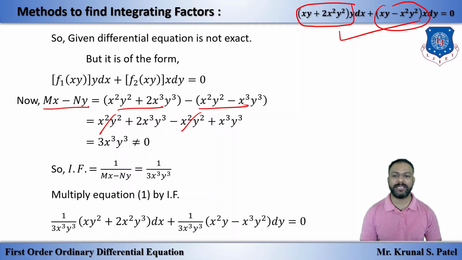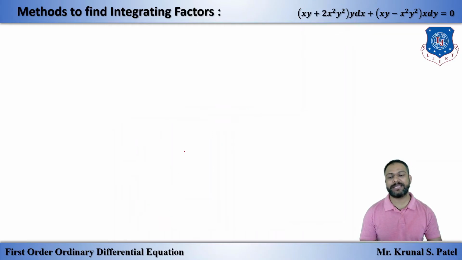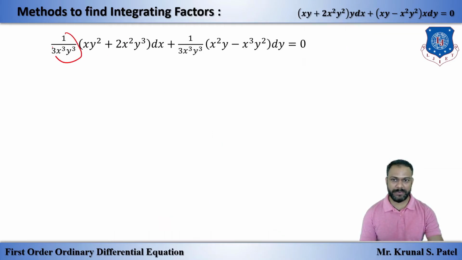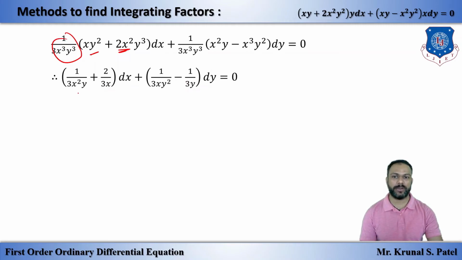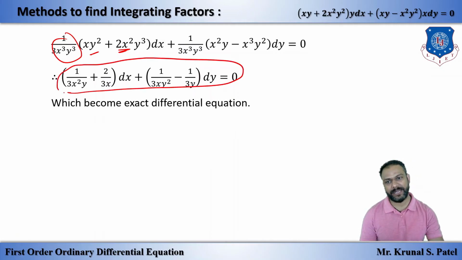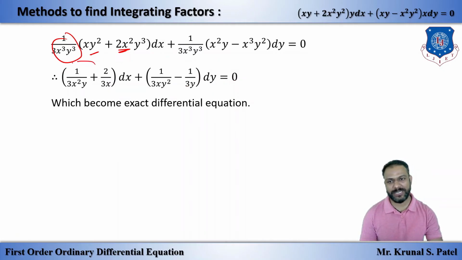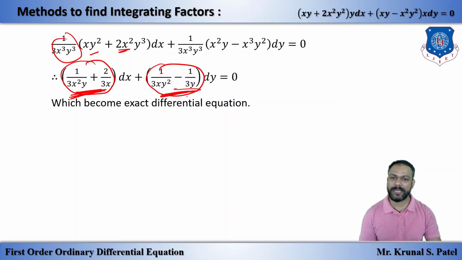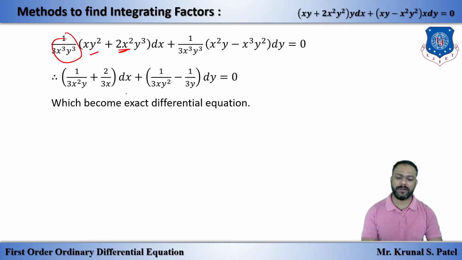So 1 upon 3x cube y cube with this bracket, and 1 upon 3x cube y cube with this bracket. Okay, and by simplifying, we multiply this with these two terms. So the remaining terms are this, and now this becomes compulsorily exact. If you have doubt, then you can check by taking this M and new N, differentiating partially with respect to y, and with respect to x, you will get the same answer, equal. Okay, but no need to check if our process is correct.